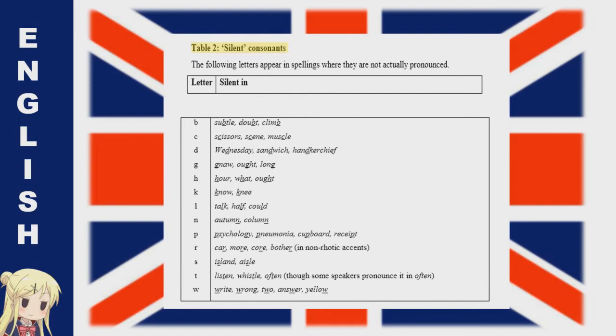The other one is the silent consonant. These letters appear in spelling but they are not actually pronounced. The examples are the C in scissors, the C in shin, or the C in muscle. There are a lot of examples you can see by yourself here.